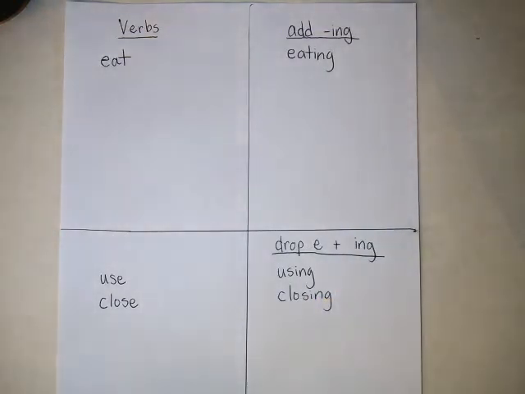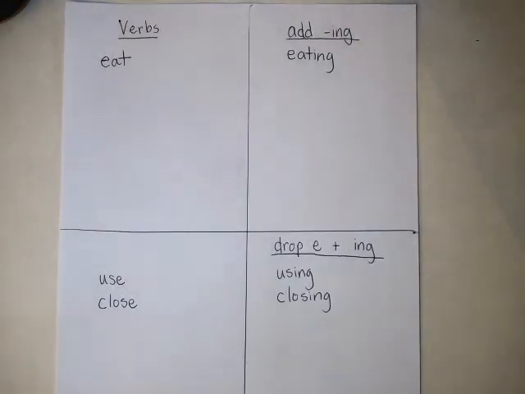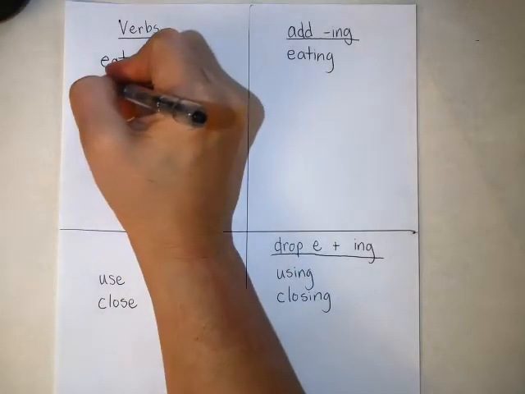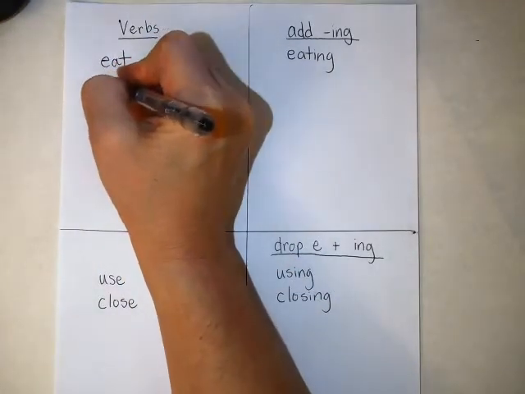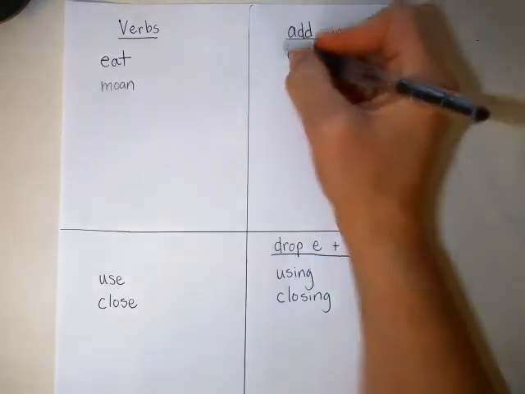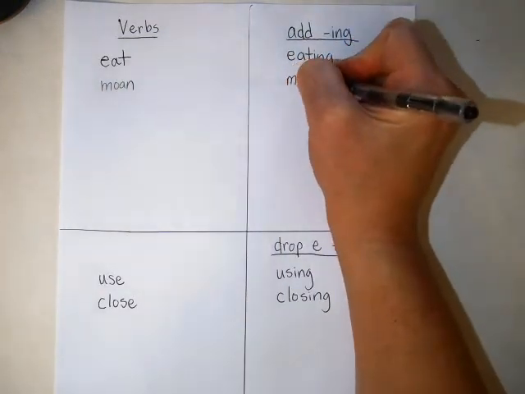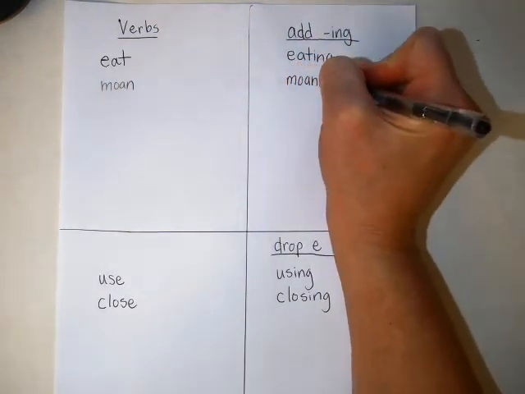Alright. Your next one is moan and moaning. Please don't moan when I give you your homework. I hear you moaning. Alright, moan and moaning. Moan does not have an e on the end to begin with. So we're going to write it right here. And then all we're going to do is simply add ing to that.